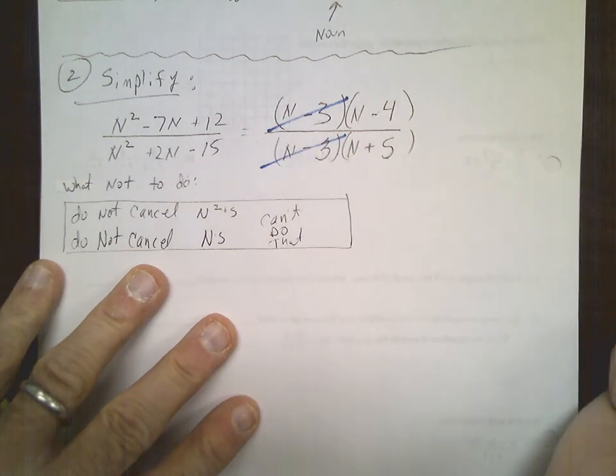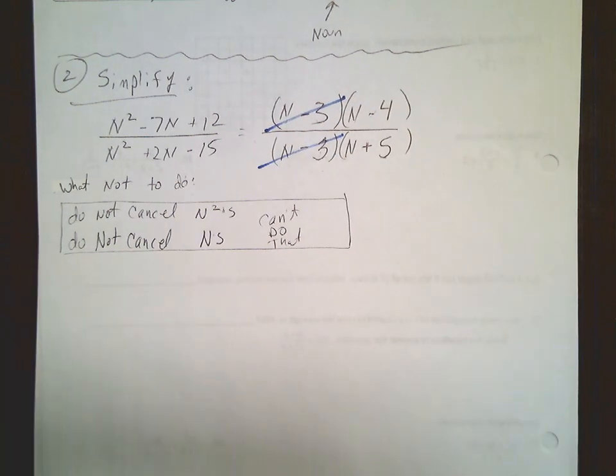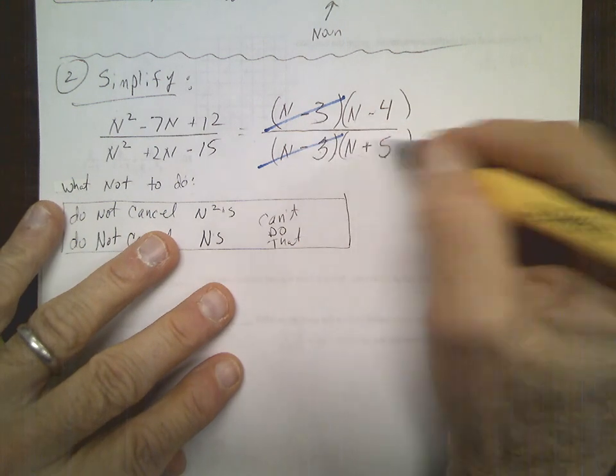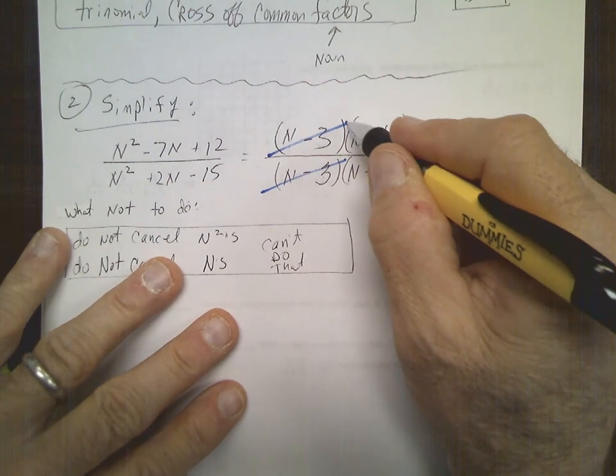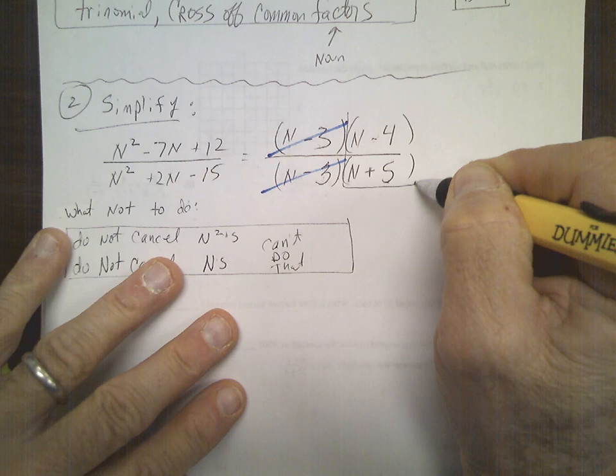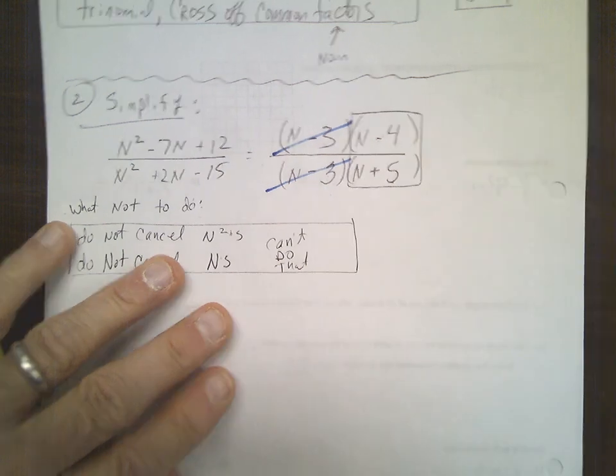Cancel, cancel. And you don't have to do much from there. Once you cross them out, you're done. But if you want to clean it up, just put a box around that. There's your answer.